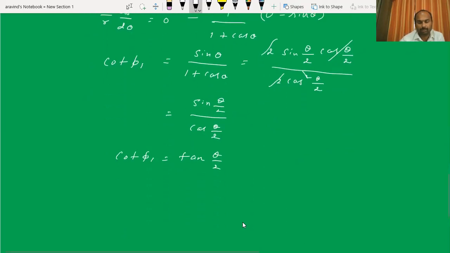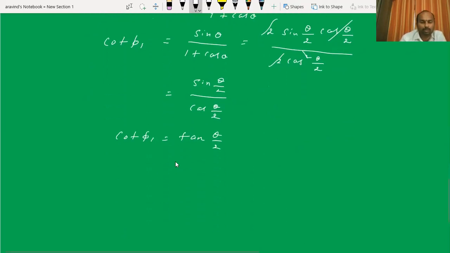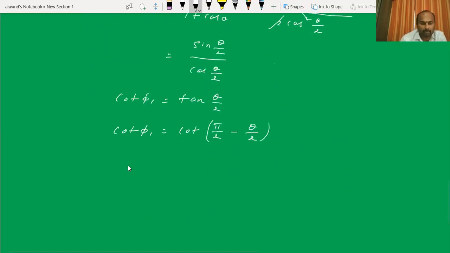So we should express this tan in terms of cot. Therefore, cot phi 1 will be equal to cot of pi by 2 minus theta by 2. That is, cot of 90 minus theta is tan theta. So therefore, what is phi 1? Phi 1 is pi by 2 minus theta by 2. So now I will take the other curve.